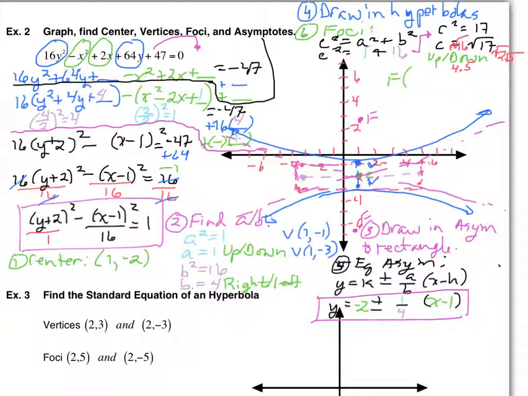So our x value is the same for our foci. So our foci still has an x value of 1, but then we took the -2 and we added the square root of 17 to it. That's how we went up. For the down, we still had 1, and we went from -2, we subtracted or went down the square root of 17. So those are your 2 foci. There's a lot of work associated with those.